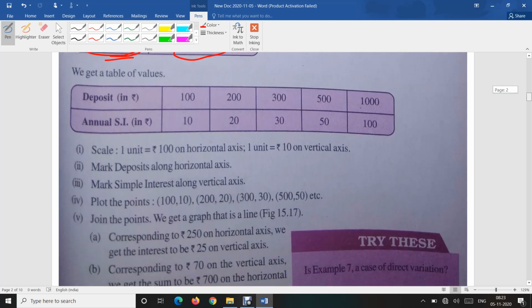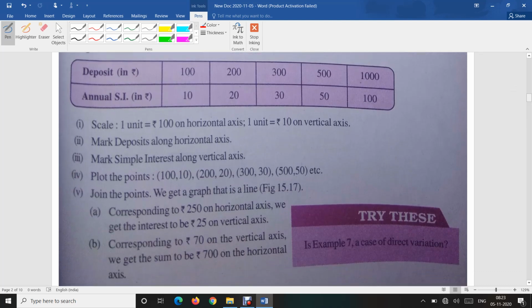To draw a graph you have to choose a scale firstly. How can you choose a scale? I already told you about that, but I will tell you one more time. Here you can see that these are the principal and these are the simple interest amount. So to make a graph, first of all you have to choose a scale. You have to draw two perpendicular axes. This was the x-axis and this was the y-axis.